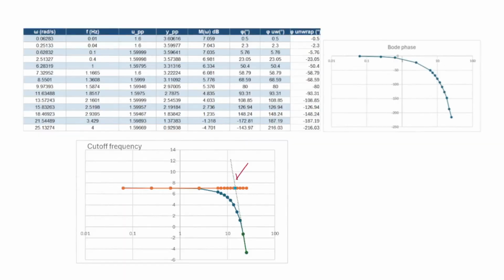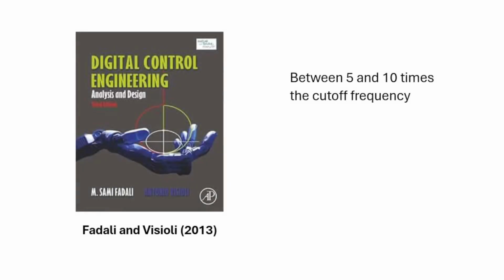Subsequently, we obtained the Bode diagrams in order to graphically identify the system's cutoff frequency, which was found to be 14.5 Hz. Based on this value, we calculated an appropriate sampling frequency using the method proposed by Fadali and Visioli in 2013, which recommends selecting a sampling frequency between 5 and 10 times the cutoff frequency. Using this guideline, we selected a sampling frequency of 90 Hz.